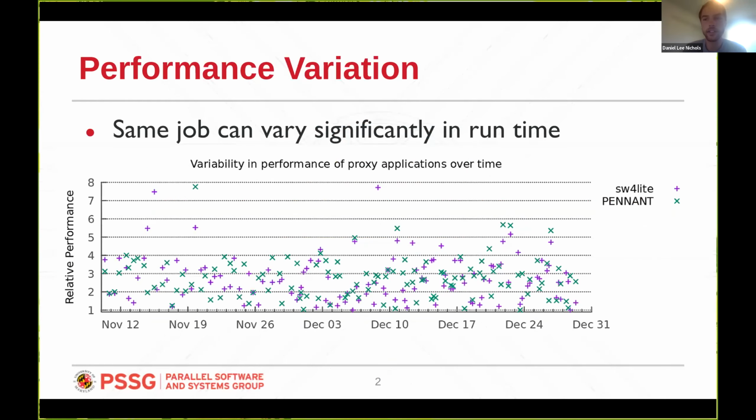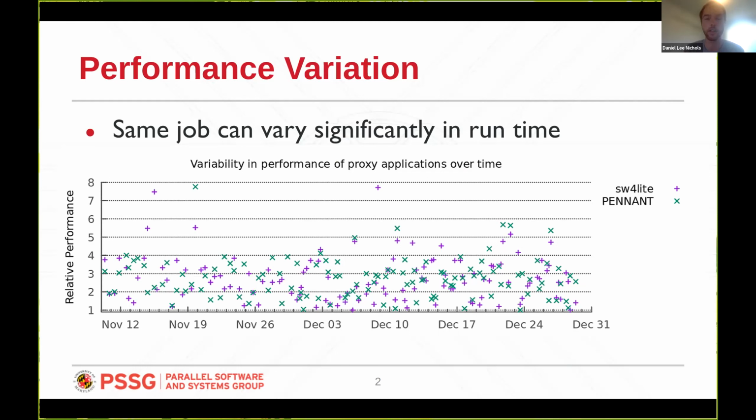In this paper, we look at the problem of performance variation on high performance computing systems. This is when a job, or a single application with the same input run on the same hardware, can experience significant variability within its run times when run at different times.